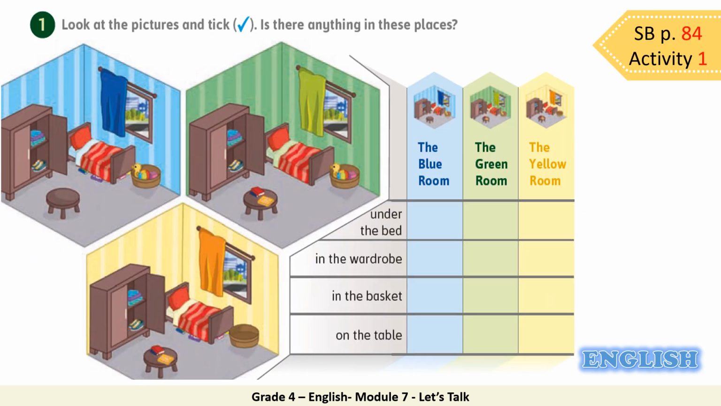And now, let's read the question together in our student's book, page 84, activity 1. Look at the pictures and tick. Is there anything in these places? Under the bed, in the wardrobe, in the basket, on the table. We have to look at each room and then tick.